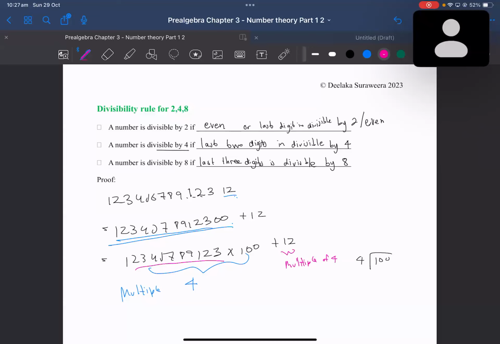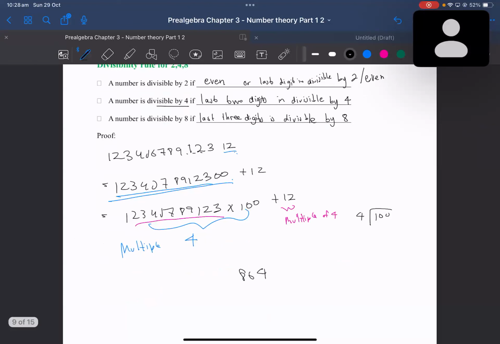I'm sorry, I'm a bit confused. So what's the number you gave? 864. So you check the last 3 digits, 864, and check if that's a multiple of 8. If it's a multiple of 8, yes. If not, no. Yeah, it is a multiple of 8. But the key idea here is really important.